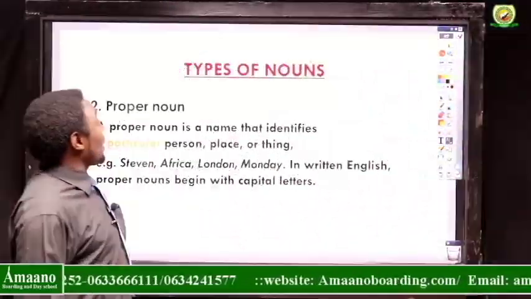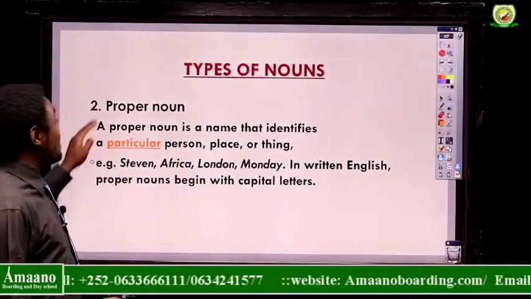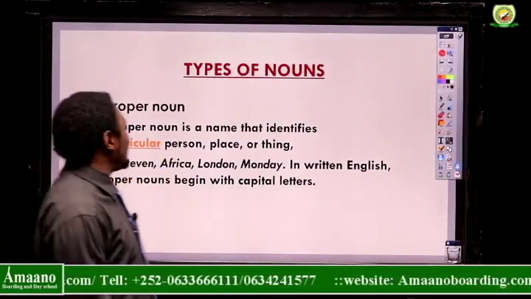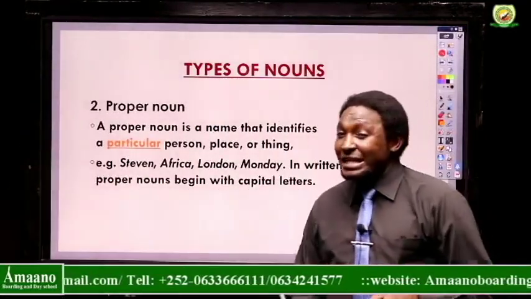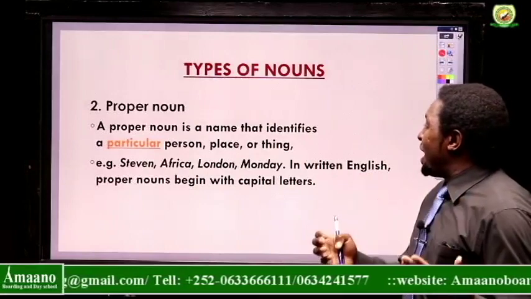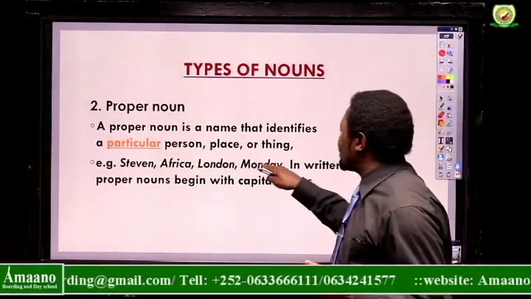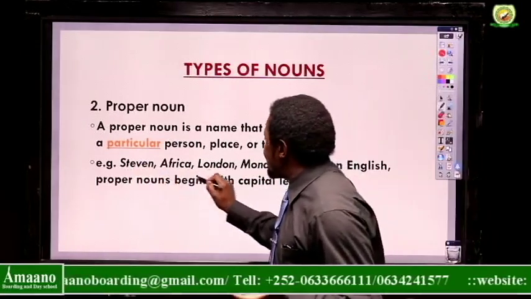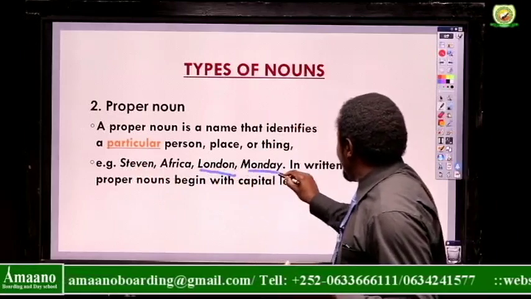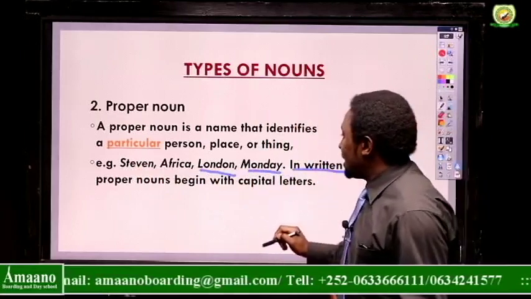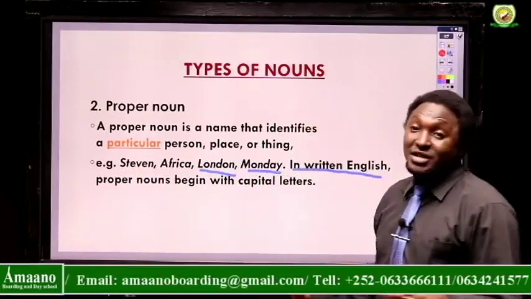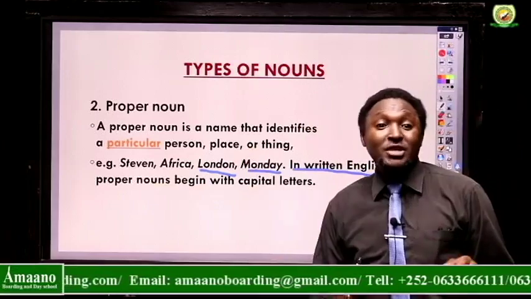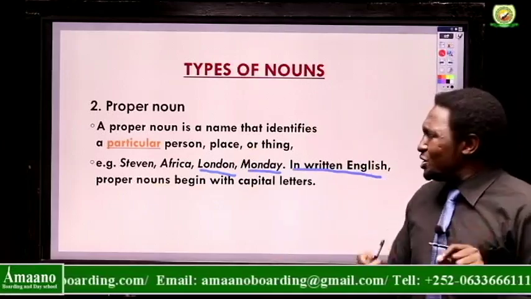Next, types of nouns. Number two, proper noun. A proper noun is a name that identifies a particular person, place, or thing. For example, Steve, Stephen, Africa, London, Monday. In written English, proper nouns begin with capital letters. So that is a rule that you must remember at all times, that every time you write proper nouns, you must begin with capital letters.